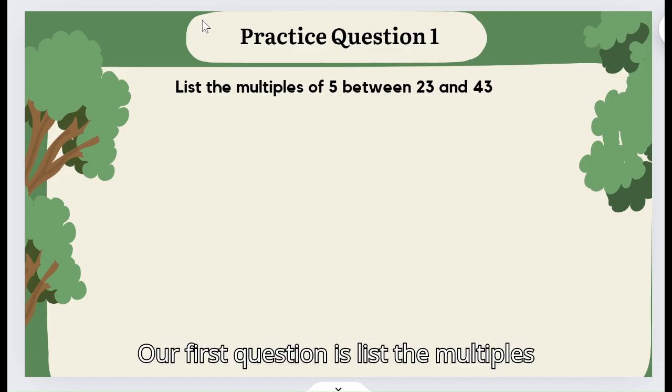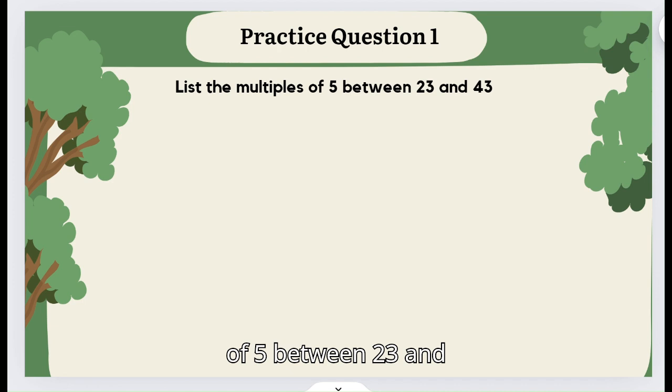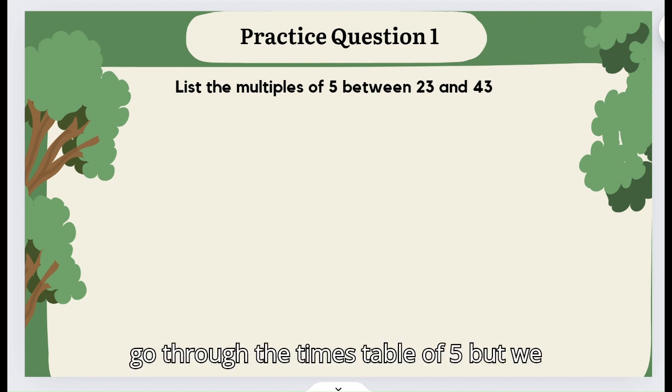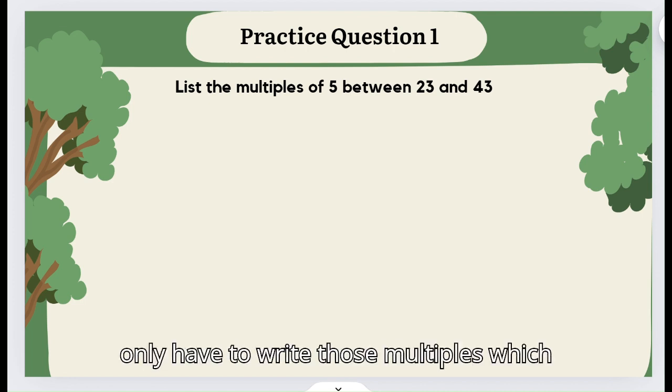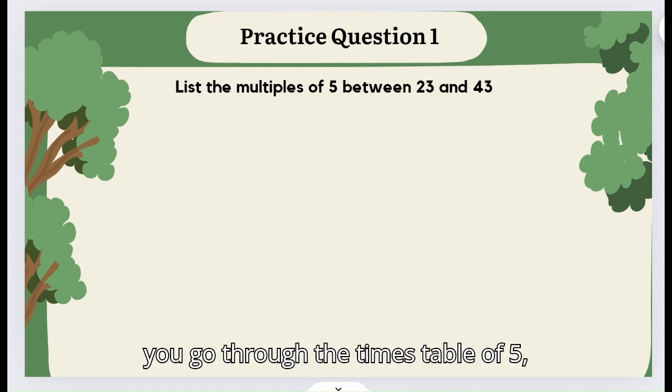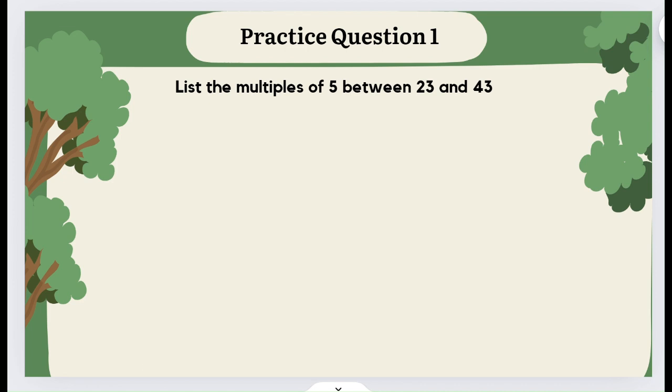Our first question is, list the multiples of 5 between 23 and 43. So that means that we have to go through the times table of 5, but we only have to write those multiples which come between 23 and 43. So if we go through the times table of 5, fives are 25.